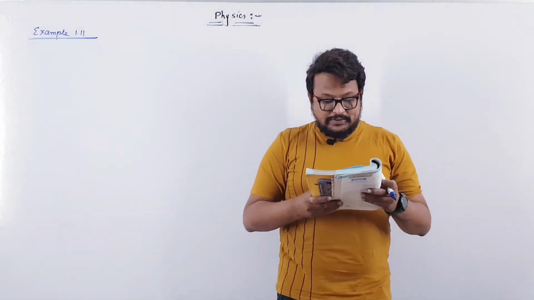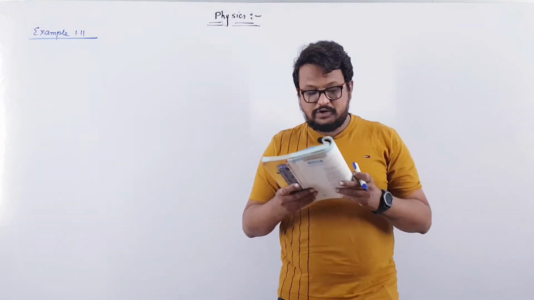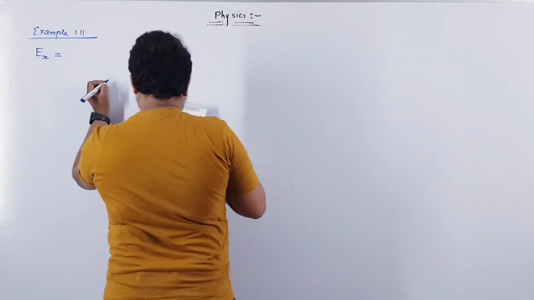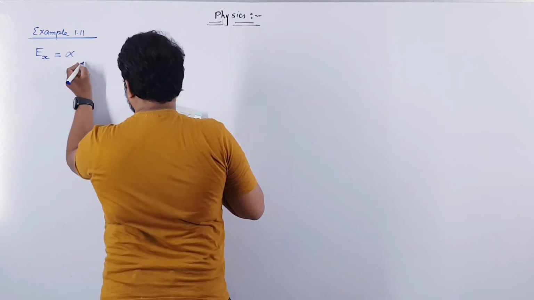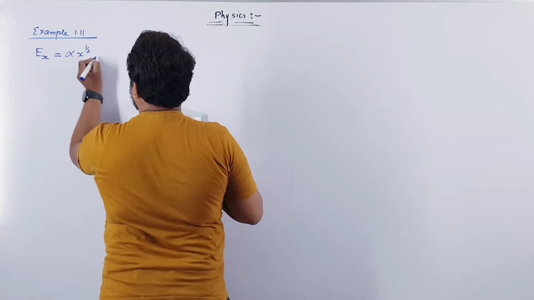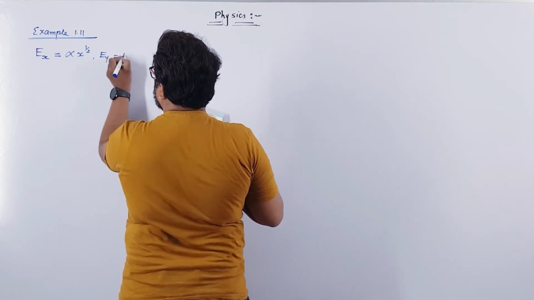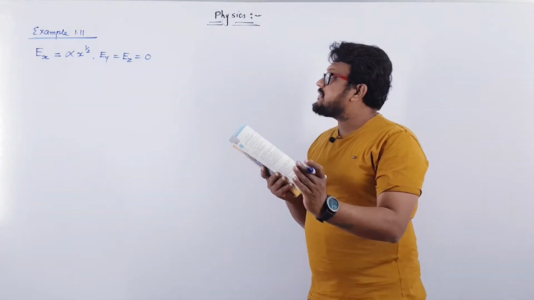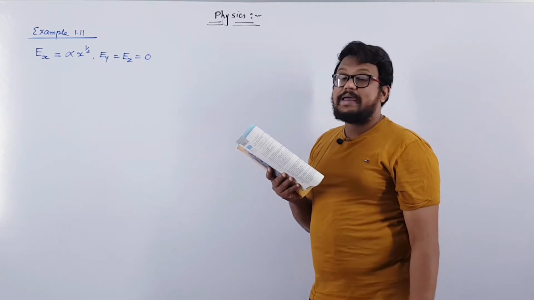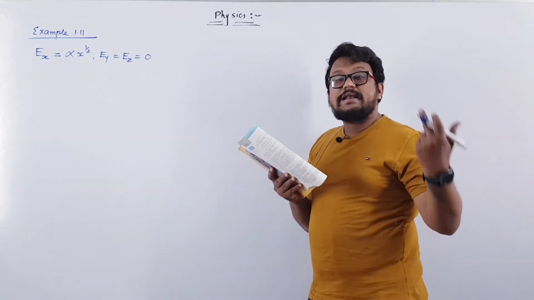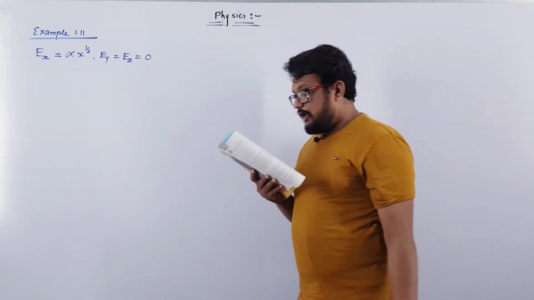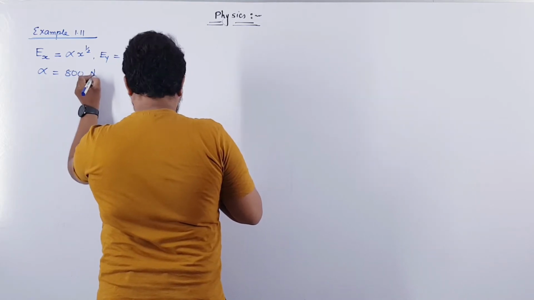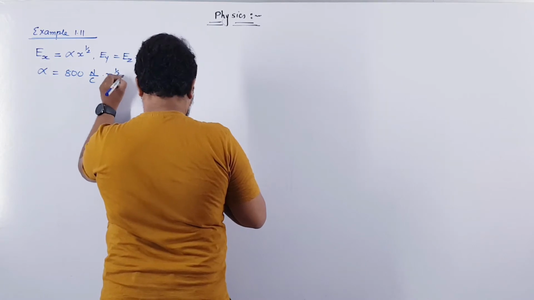The electric field components in figure 1.27 are: E of x, a function of x, that is it depends on distance x, is given as alpha x raised to 1 by 2, and electric field along y and along z axis is 0. So electric field is present only along the x axis, as a function of x, given as alpha x raised to half. Electric field along y and z axis is 0, in which alpha is given as 800 Newton per coulomb into meter raised to half.